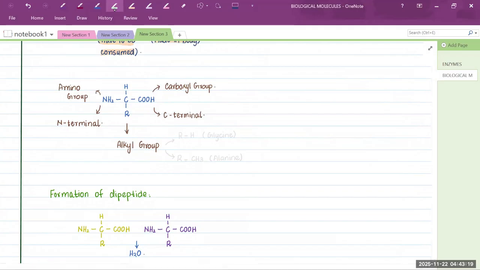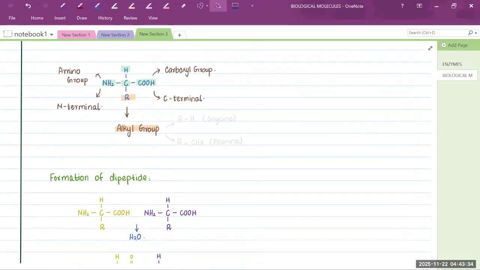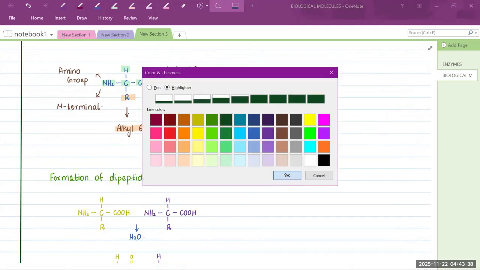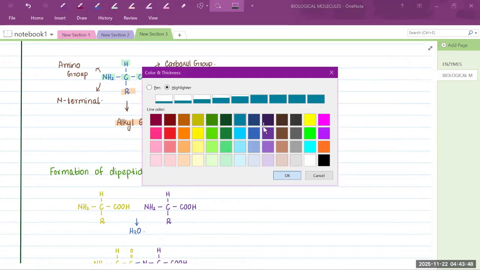This part of amino acids, NH2, CH and COOH, the carboxyl group, this is a constant part. And the R group, that is our alkyl group, is a non-constant part. So for example, if in the R group we have an H, that will be known as glycine. And in the R group, if for example we have CH3, then that will be known as alanine.